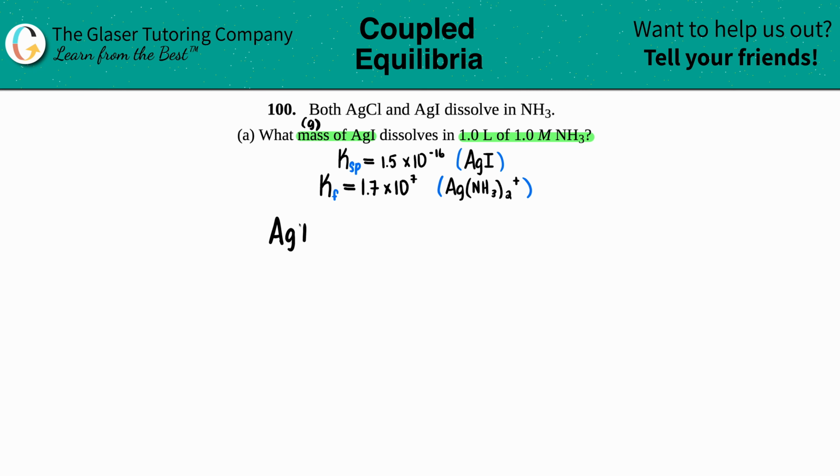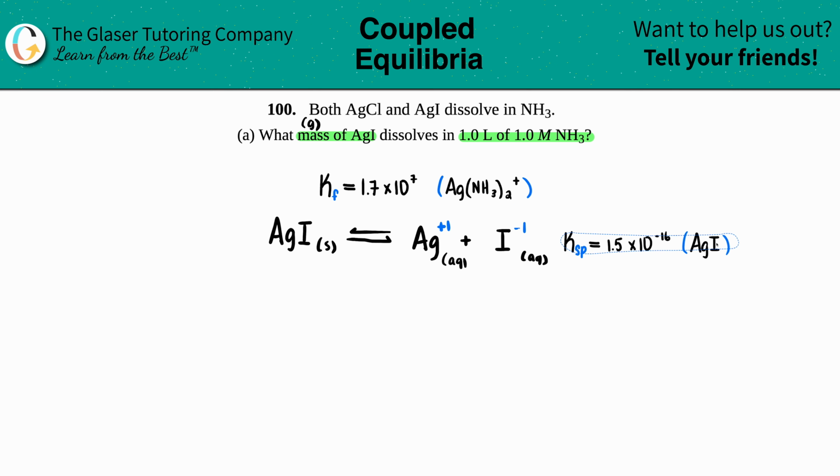AgI, we always write the compound first for Ksps, and that's going to start as a solid. This will dissociate at equilibrium between its two ions. And it's going to be Ag plus and I minus. And remember, Ag is a +1 charge because the iodine is the -1. They're both aqueous. And now I'm just going to drop this Ksp value down over here.